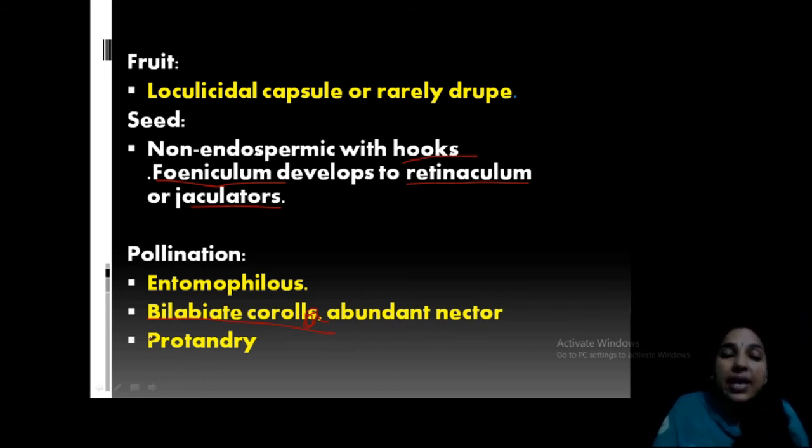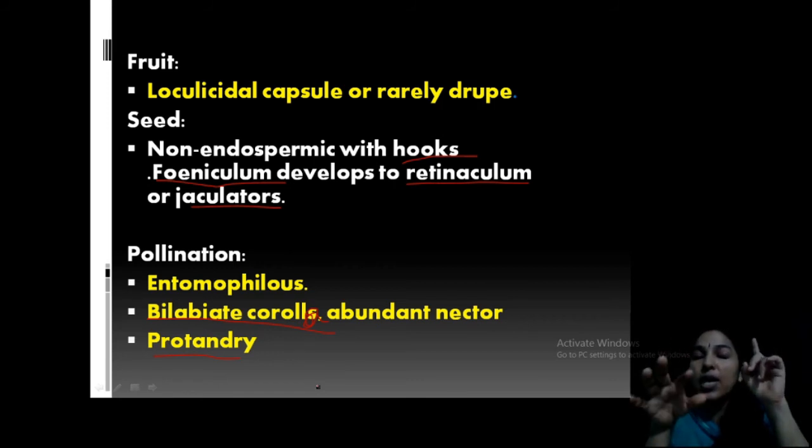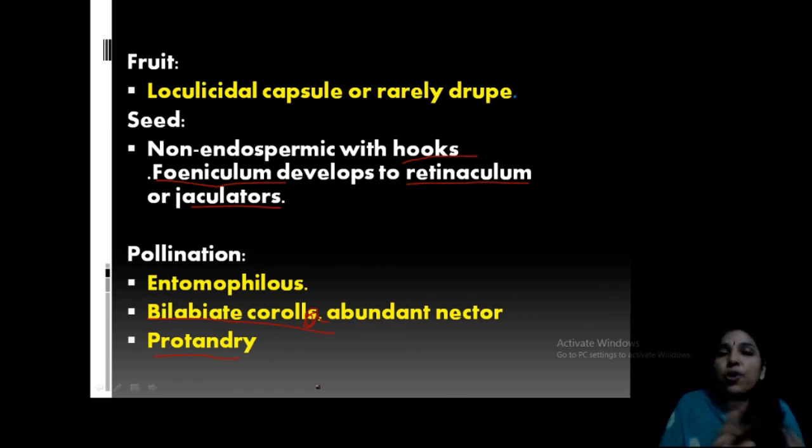Then another typical feature is protandry. What is protandry? The androecium develops first, later the gynoecium. So protandry promotes cross pollination. Clear? If androecium and gynoecium mature at the same time, what happens? The anthers fall onto the gynoecium and self-fertilization takes place. But here the androecium develops first, then the gynoecium. So protandry, bilabiate corolla, nectar are very important for pollination, and also the presence of jaculator or retinaculum in the seed.